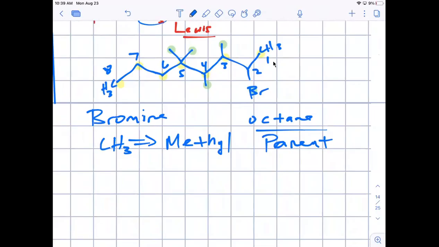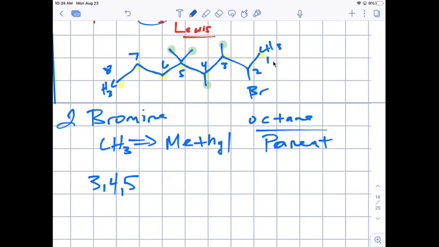So we got a methyl group at 3, 4, and 5. I'm gonna explain all this once we write the name out, but I'm just giving you a crash course in nomenclature. Go ahead, Tia. Is it 3 prime, 4 prime, or is it just 3, 4, 5? It's just 3, 4, 5. We're not using that notation. Great question.